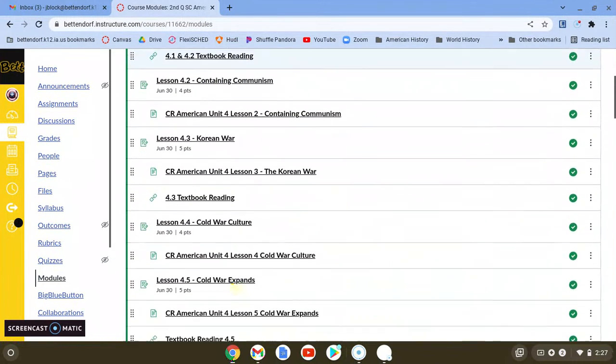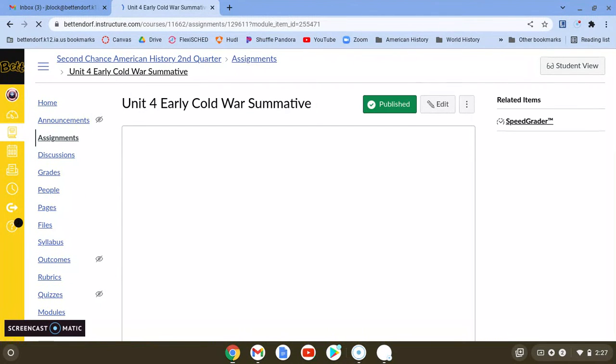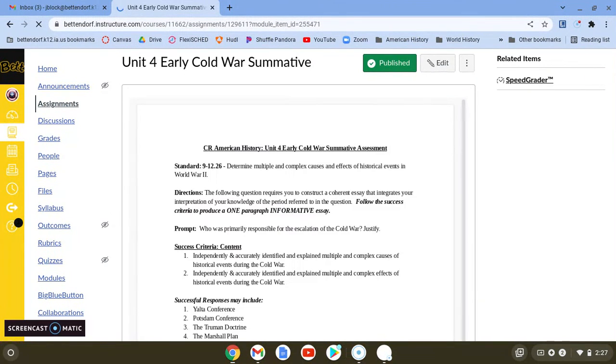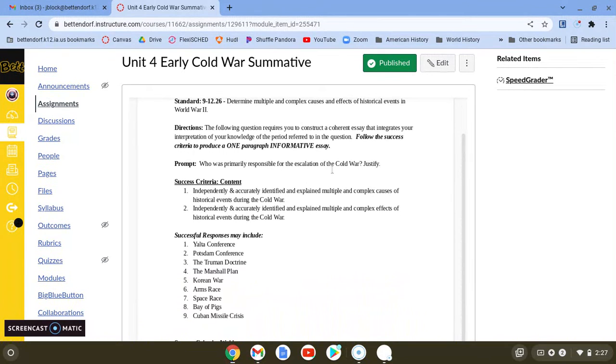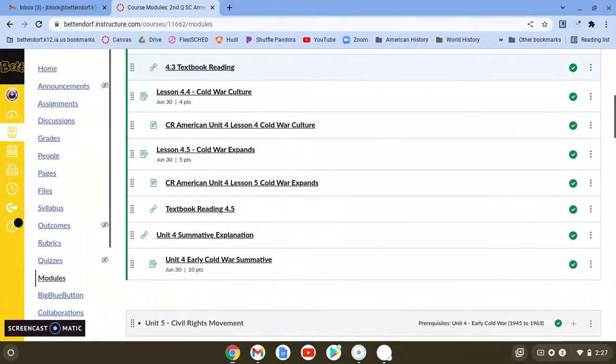Where those lessons come in handy is when you work your way all the way to the end, in the summative. In the summative, you're going to write a one paragraph informative paragraph. You're going to be writing about a question that I have posted. For example, in this fourth unit, the question is called prompt, where it says right here, who was primarily responsible for the escalation of the Cold War. Unit 5 will have a question, unit 6 will have a question, and then unit 7 will have a question. But as always, please make sure you're giving your best effort to try to get above that 75%.